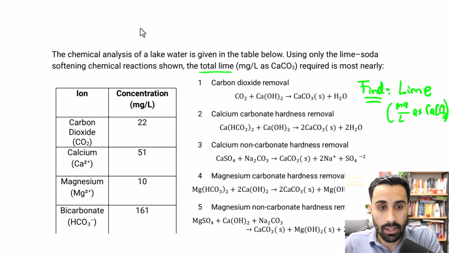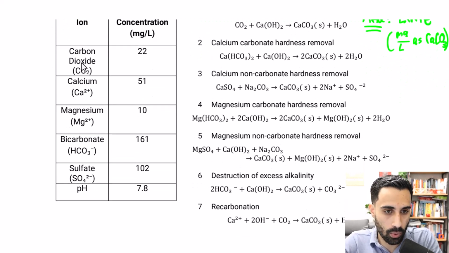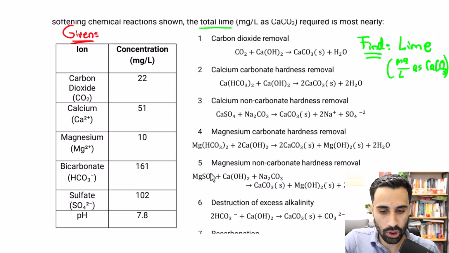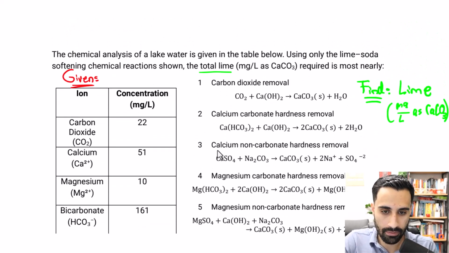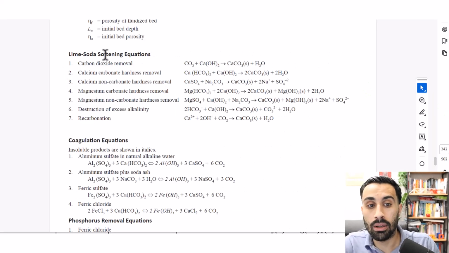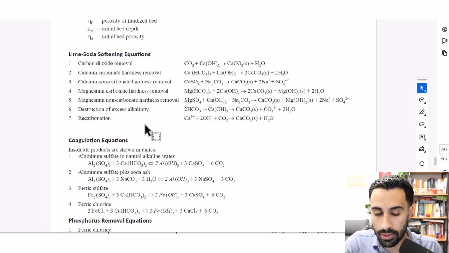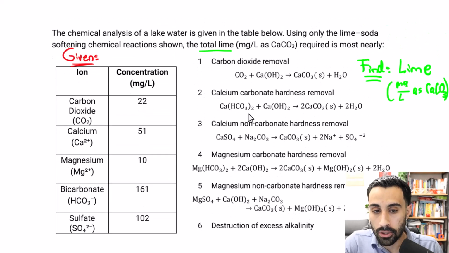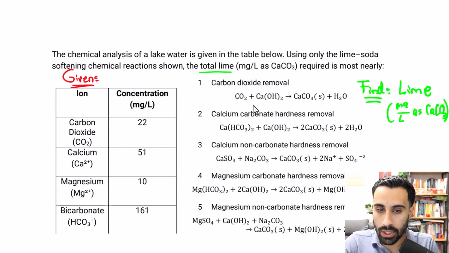Now we are given the important stuff in the problem statement. The chemical analysis data is provided for these ions, and we are told to only use these. If you're practicing for this FE exam, these formulas are in the handbook. Let me show you. The lime soda softening equations are in the handbook. All of these are basically just shown again here. So using just these, our end goal is to find the total lime we need to ensure proper softening.